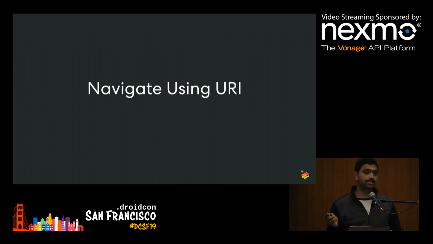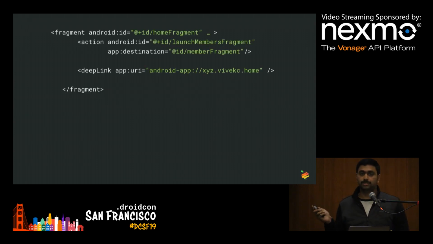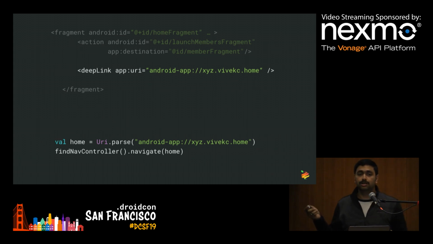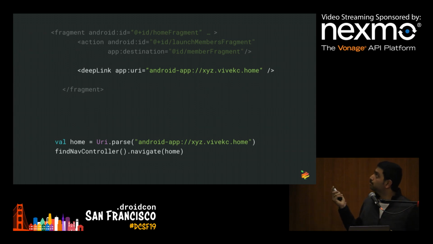You can also do navigation with a URI if you're into that, and if you really need that. As we saw earlier, you just put in a deep link, and you just say findNavController().navigate and pass in the URI. What the navigation component will do is look up the deep link tag and open up that particular fragment. And if you have placeholders and arguments over here, then this URI will be parsed, and your destination fragment will get its own arguments class as well.